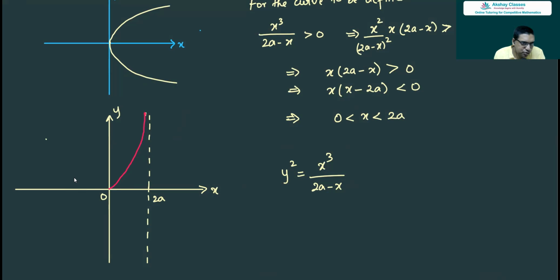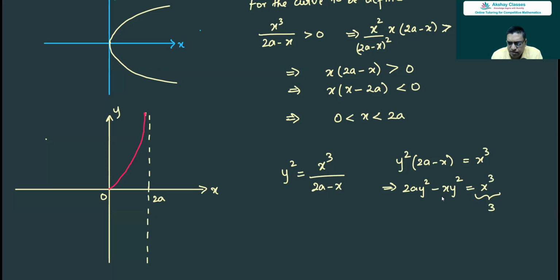Now, one more thing we can do here is to check what the tangents at the origin will be. This curve passes through the origin 0, 0. And we have done tangents through the origin, right? So y square into 2a minus x is equal to x cube. So what we get is 2a y square minus x y square is equal to x cube. This is a degree 3 term. This is a degree 3 term. This is a degree 2 term.